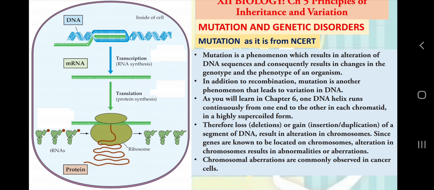Again, the maximum change which we can see in any cell or in any organism in terms of DNA is a change in the complete amount of DNA. So if a complete chromosome is deleted from any organism, or one chromosome is extra added to any organism, we can see that the amount of DNA is affected. So this is also a change on the organism level or the cellular level. It is also called a mutation.